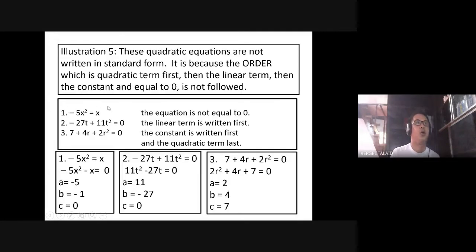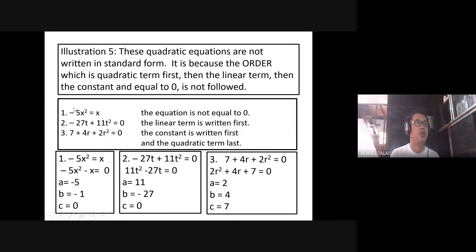Next, how about the following examples? So you've noticed that the following examples are not written in standard form. It is because the order, which is quadratic term first, then the linear term, then the constant and equal to 0, is not followed. For the first example, we have here negative 5x squared is equal to x. So the equation is not equal to 0.